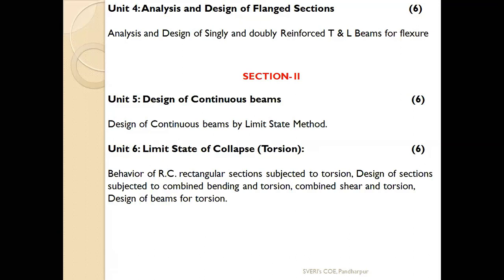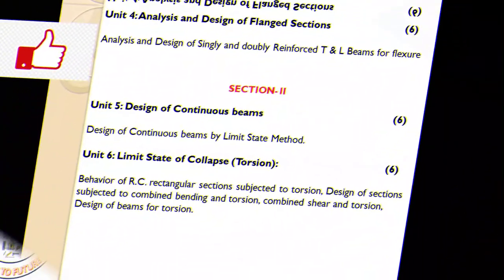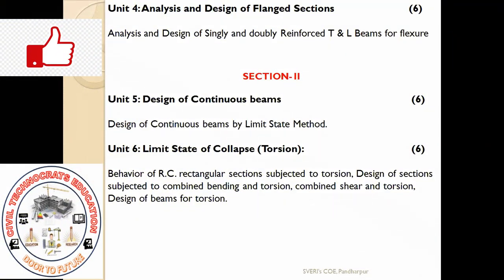So T and L beams, you might be thinking that, oh, I have not seen in any building a beam like a T shape, which has a T cross section, or which has an L cross section. It is not like that. We are going to design a rectangular beam only, but there is a T action happening in that rectangular beam. That is why we call that rectangular beam a T beam.